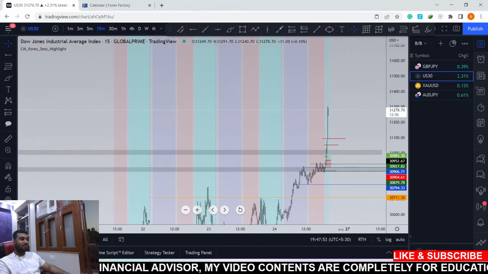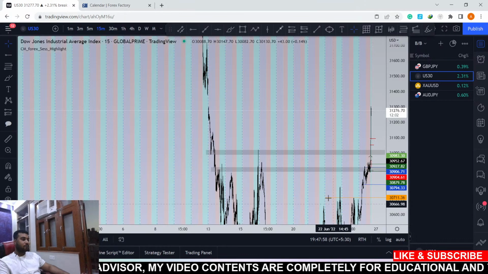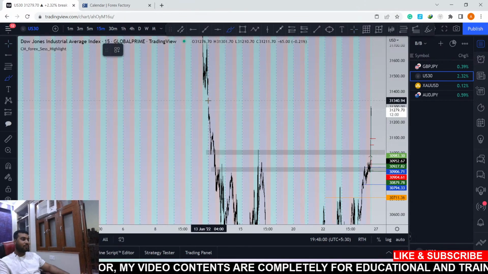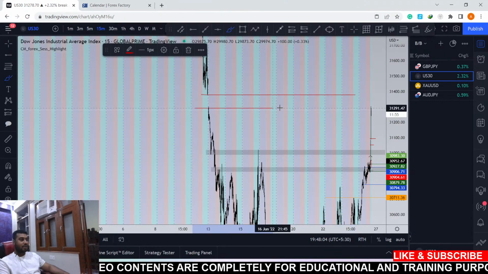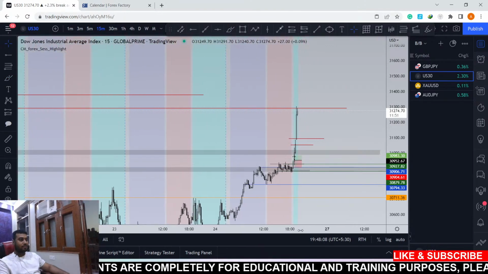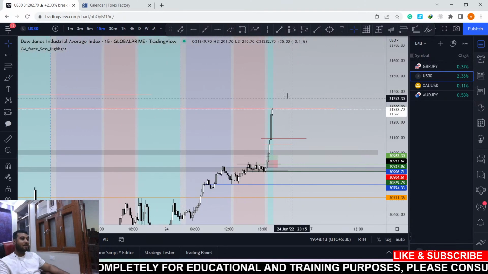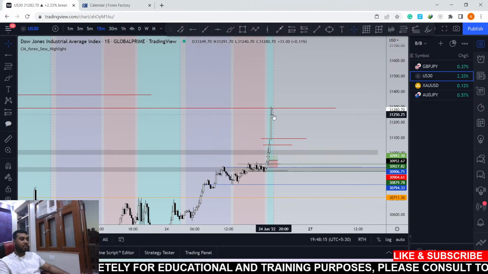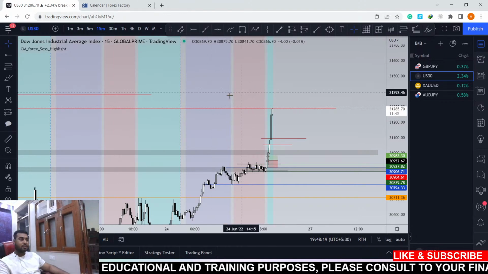I don't know if there is any news or what. Okay, so the market is going up to fill this gap. The market is going up to fill this gap. There was a gap in the previous week. The market is trying to fill this gap before the closing of today's session.